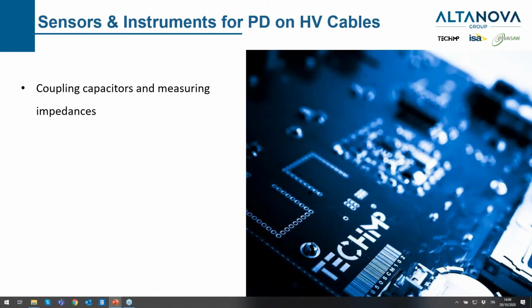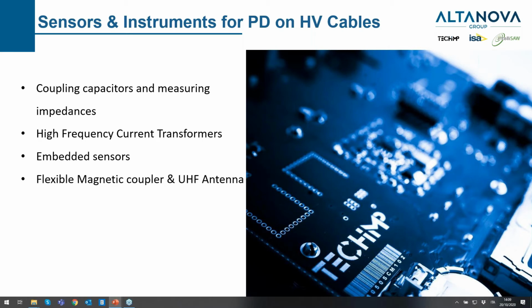So let's now go to the second part of this webinar, where we are going to study the sensors and instruments used for PD detection on high voltage cable. We will use coupling capacitor and measuring impedances. We will use high frequency current transformer. We will use embedded sensors in the high voltage cable accessories. And we can also have external sensors such as flexible magnetic couplers and UHF antenna in some cases.